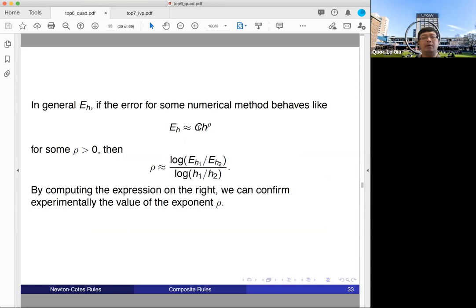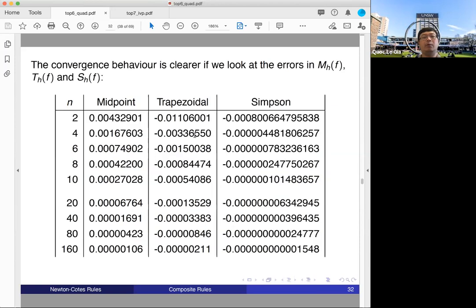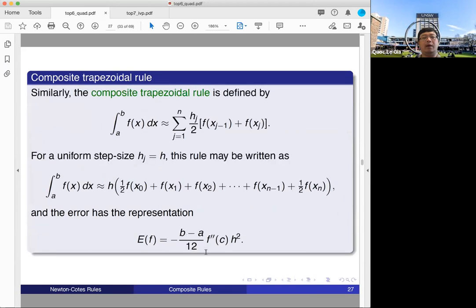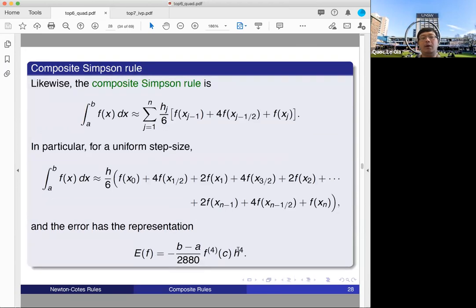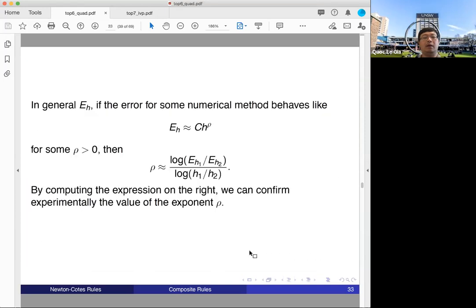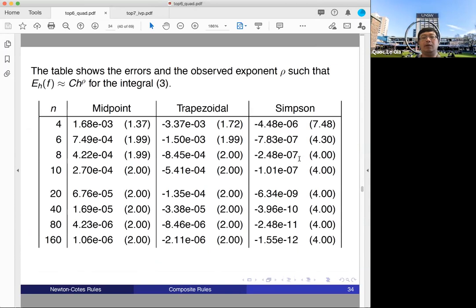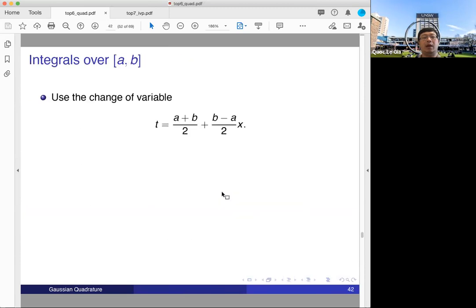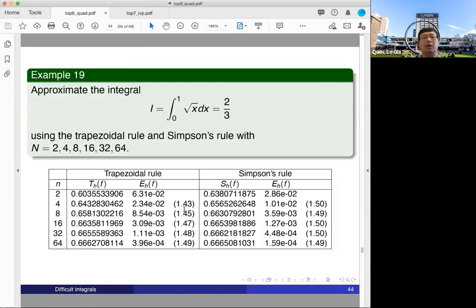Suppose the error is C h to the rho. Then for the trapezoidal rule, the theory says that the error should be of order h squared. So the order of convergence should be 2. And for Simpson's rule, the error goes down like h to the 4, yeah. So this is the case where you see the order is 4 for Simpson's rule and order is 2 for the trapezoidal rule. But when I put in the square root, now I got only order 1.5 for the trapezoidal rule and 1.5 for Simpson's rule.